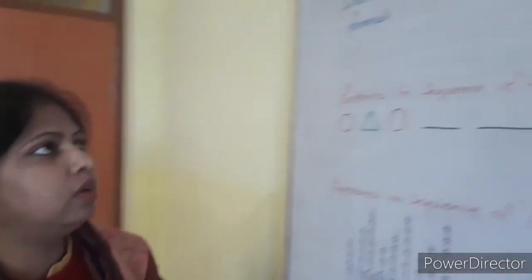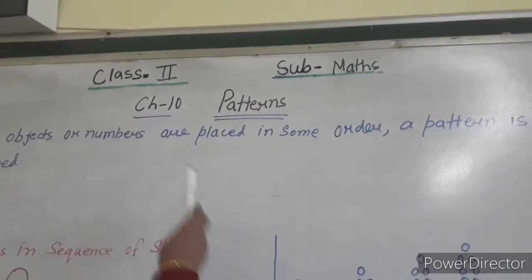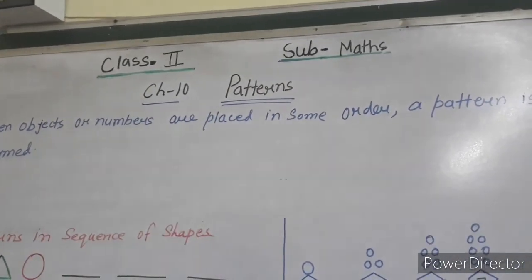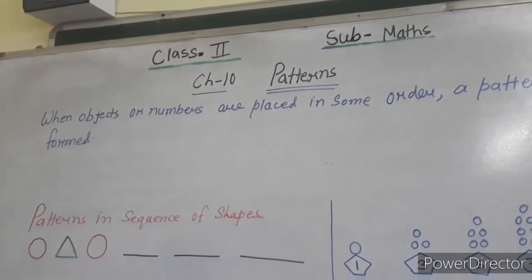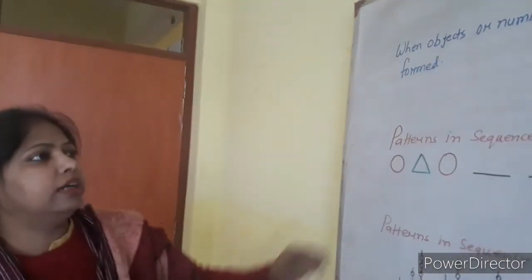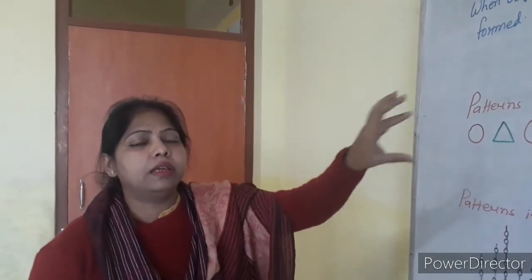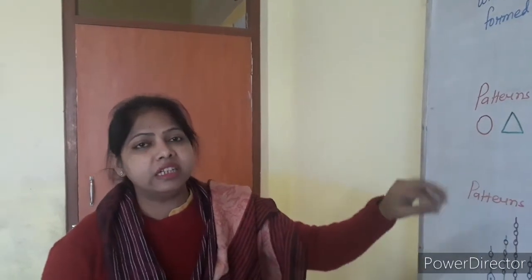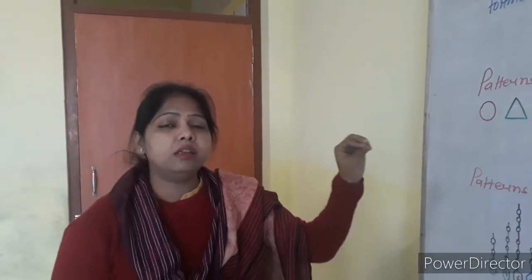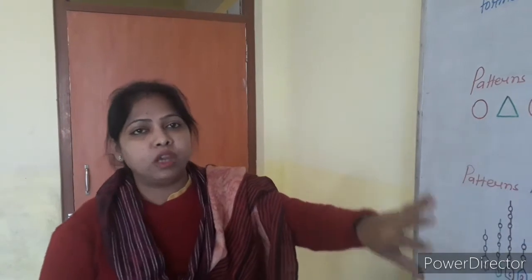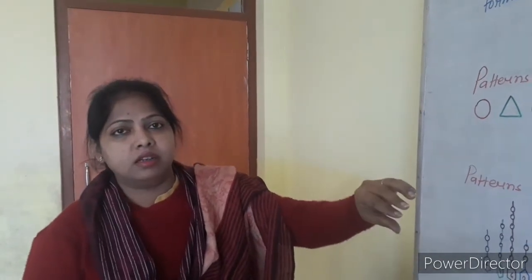Today I am going to take your maths class of class 2, chapter 10, patterns. This is your new chapter. In patterns you have to learn about the pattern of numbers, letters, different shapes, and objects. You have to see that in a pattern the numbers, letters, shapes or any object may be in some sequence or in the same pattern.